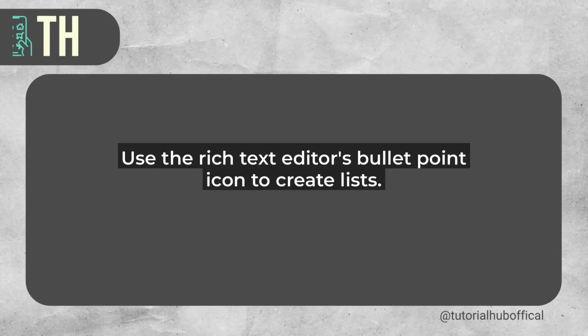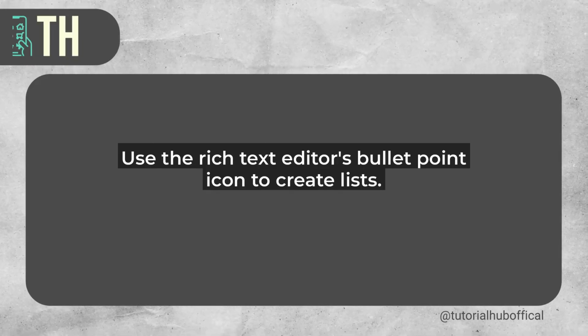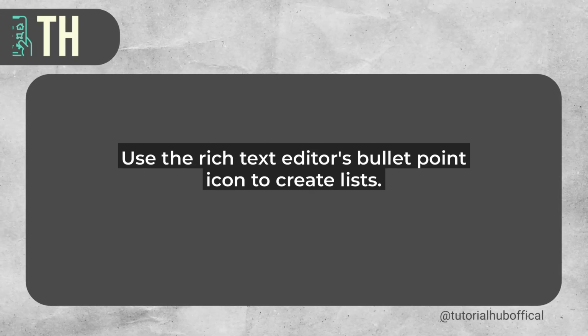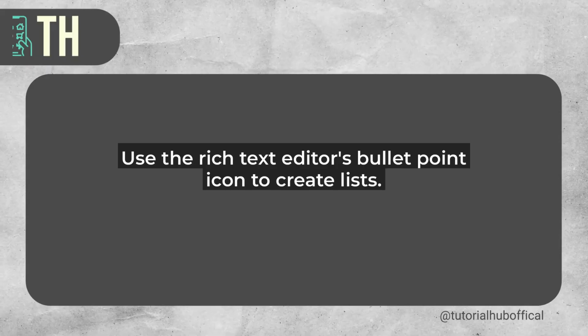In the editor toolbar, look for the bullet point icon. It's usually represented by a few dots or a list symbol. Click that, and you'll see your text turn into a bulleted list as you type.